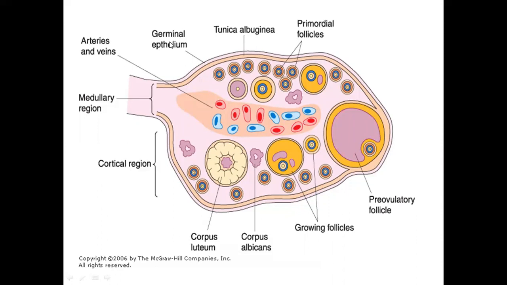Next, moving inward from the germinal epithelium and tunica albuginea, the inner part of the ovary is divided into two regions. The centralmost region, where there are only connective tissue and blood vessels, is termed the medulla of the ovary or medullary region. The surrounding area from all sides, where all the development of the follicles is happening, is termed the cortical region.